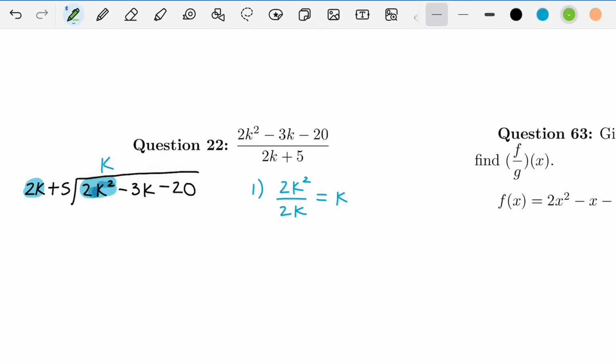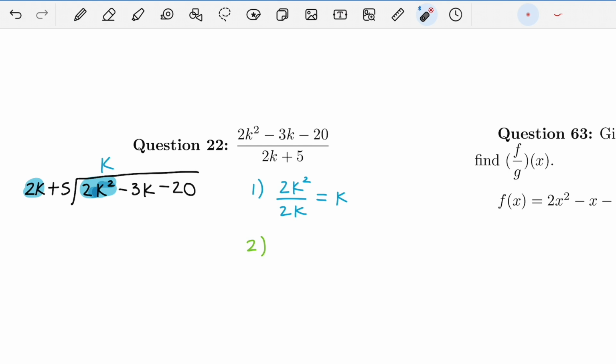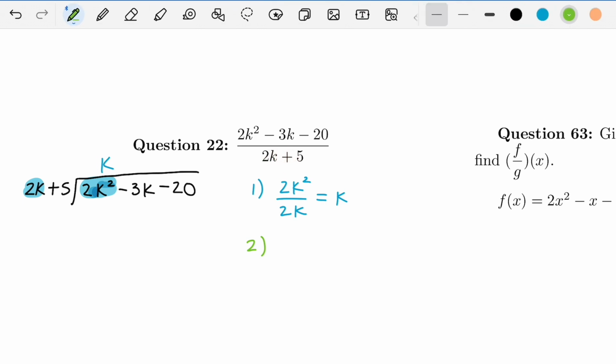Now the second step is going to be to multiply this result by what's in our denominator. Another term for this is our divisor. This is what we're dividing by. So we're going to multiply that result by our divisor. This will give us 2k squared plus 5k.